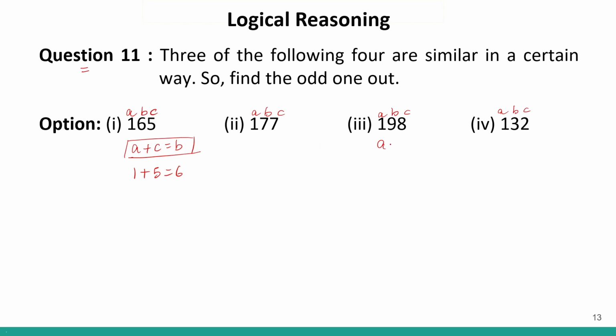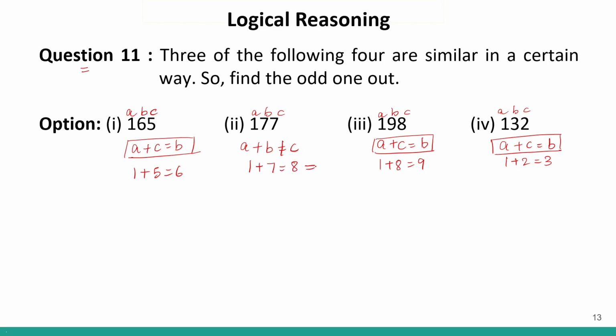Over here, in option number 3, I can see that A plus C is giving me B. So 1 plus 8 is giving me 9. Similarly, in option number 4, A plus C is giving me B. So 1 plus 2 is giving me 3. Correct? So here I can see the same logic being followed in options number 1, 3 and 4. Now if I look at option number 2, A plus C is not equal to B. How? 1 plus 7 equals 8, which is not equal to 7.